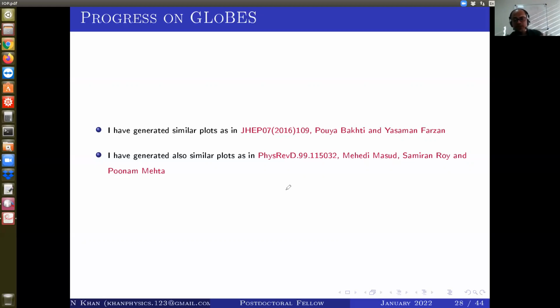Recently I have reproduced some plots done by Masood and Payman. So this paper I have reproduced here. What is the main motivation of this paper?